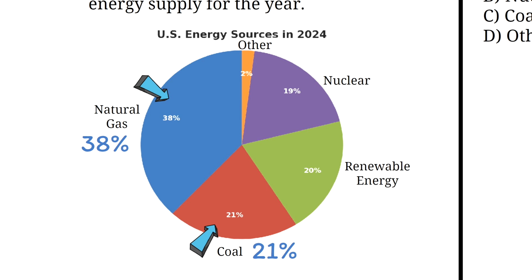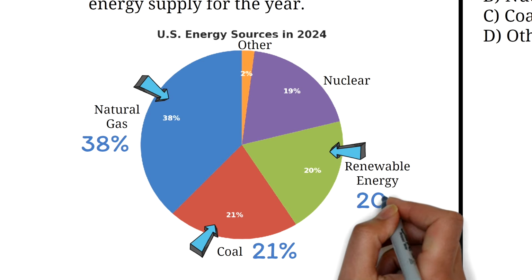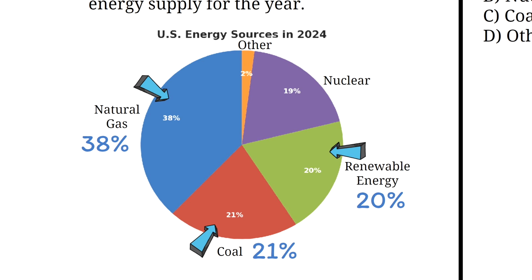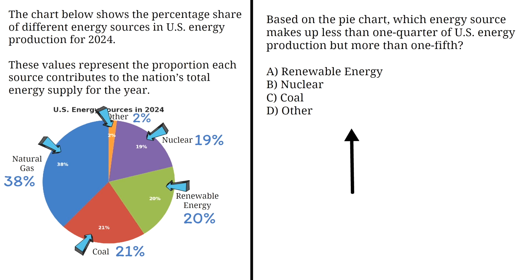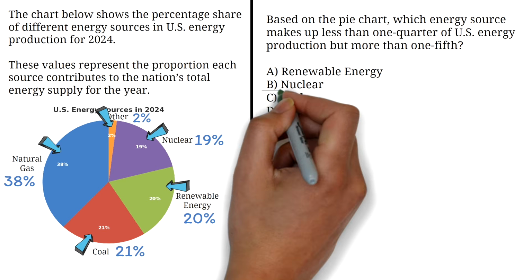Coal, 21%, it fits both conditions, more than 20% and less than 25%. Renewable energy, 20%, it's exactly 1/5. So it doesn't meet the greater than 20% condition. Nuclear, 19%, it's less than 1/5, so it fails the first condition. Other, 2%, it's far below our range. We can conclude that the only energy source meeting both conditions is coal, 21%. So when we look through our answer options, the correct answer is therefore option C, coal.